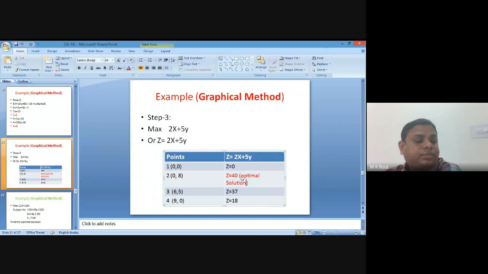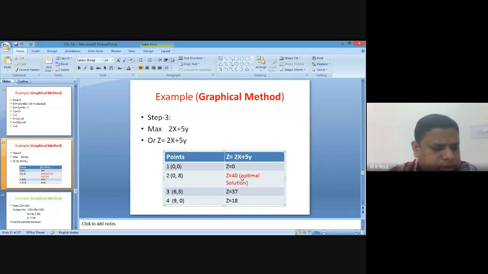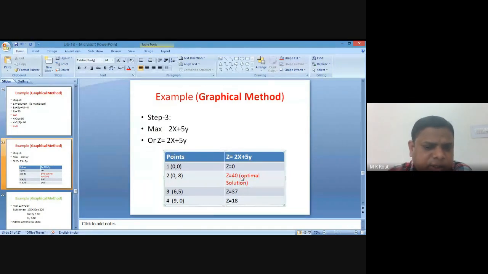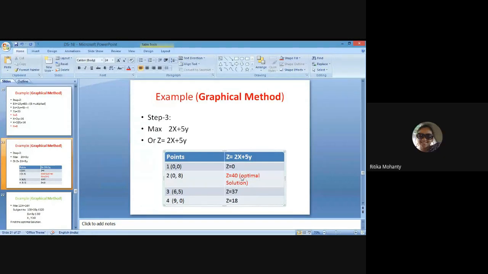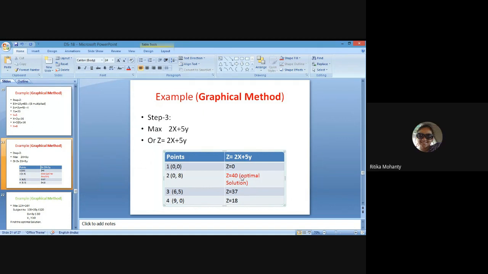Is it clear to all? Sir, 0, 0 is the origin. And 0, 8 is from the first case. Then 6, 5 we have calculated. Then 9, 0 is from the last case. Yes, sir.